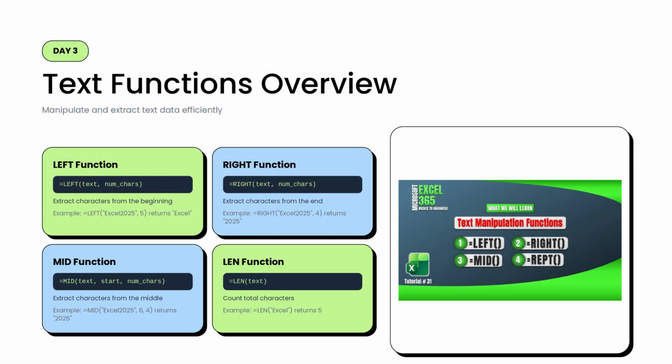Text functions help you manipulate names, codes, and strings. LEFT extracts characters from the beginning, RIGHT from the end, MID from the middle, and LEN counts the number of characters. These are useful for cleaning data or working with IDs, emails, and names.